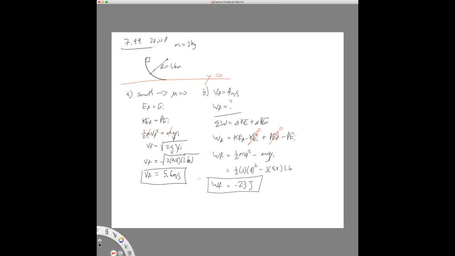And then I want to go back to the problem and read the wording. It says, what is the energy dissipated by friction? So I would want to put this back into English and say 23 joules of energy dissipated. Okay, so the negative work means the energy is dissipated, and dissipated just means it's been converted into heat energy or some other kind of energy. It could be sound energy, the scraping sound as it scrapes down could be part of that energy. Okay. Any questions about part B?